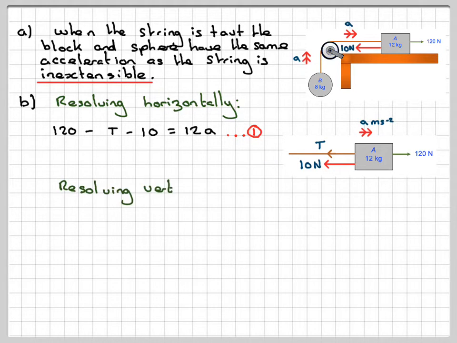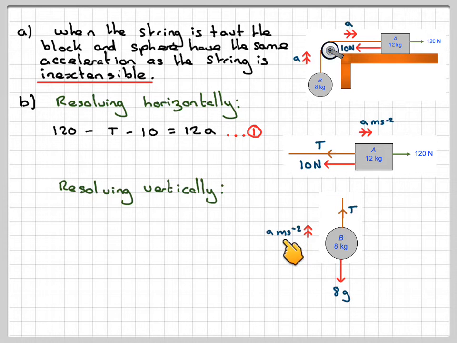Now resolving vertically, so here's a drawing for vertically. We have tension acting upwards, and we have a weight of 8g acting downwards, but we have an acceleration acting upwards, the same acceleration as in here. So now we can say that T minus 8g is equal to 8 times the acceleration according to Newton's second law. So we have two equations, two unknowns, tension and acceleration. If we add the two equations together, the tension will disappear.